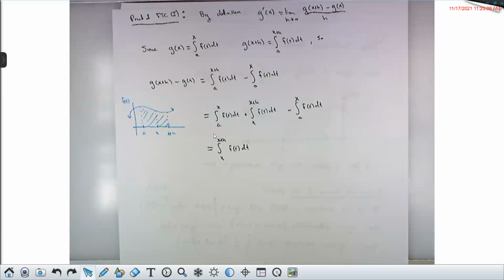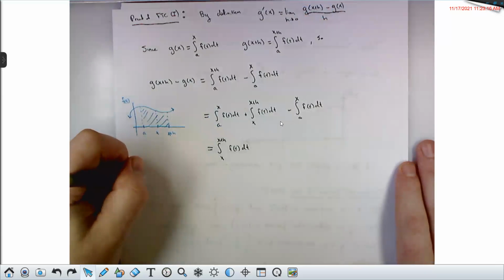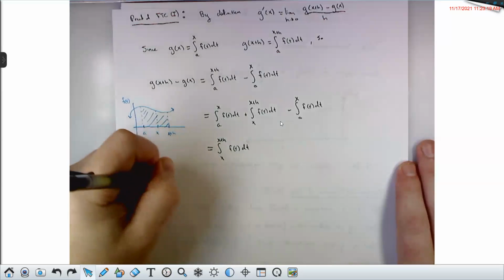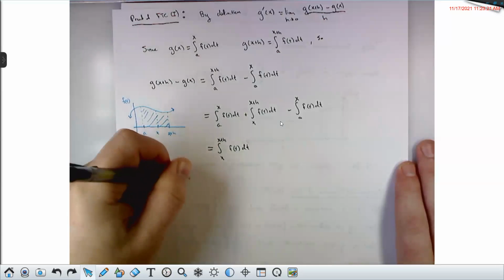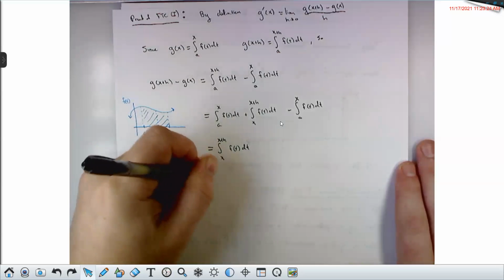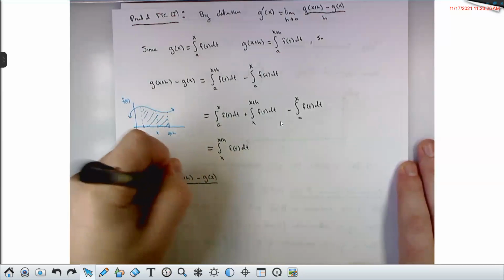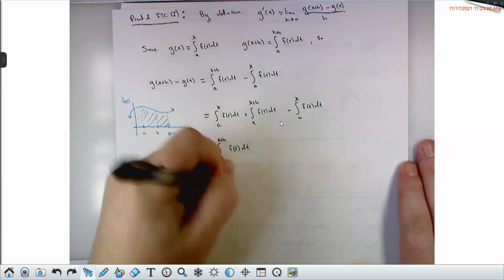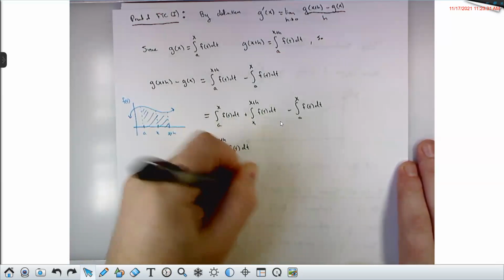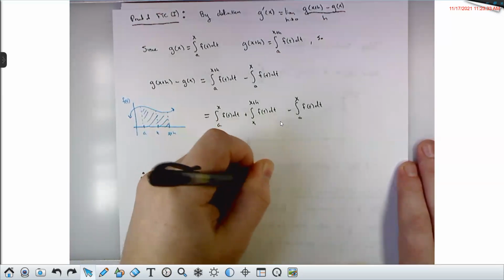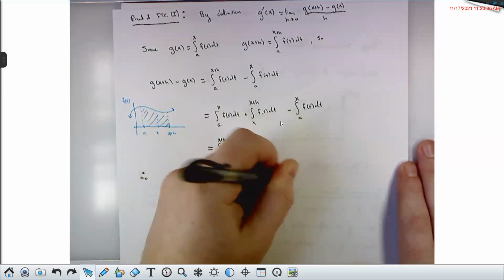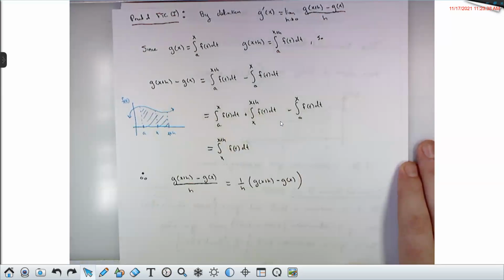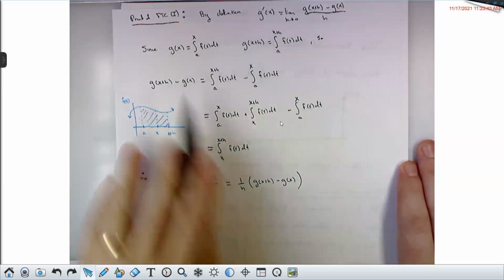Right. Let's take what we have so far. I have the numerator of my difference quotient. Let's say, therefore, g of x plus h minus g of x, all divided by h. We know that's the same as 1 over h times g of x plus h minus g of x, just a little algebra. And then g of x plus h minus g of x is this thing.